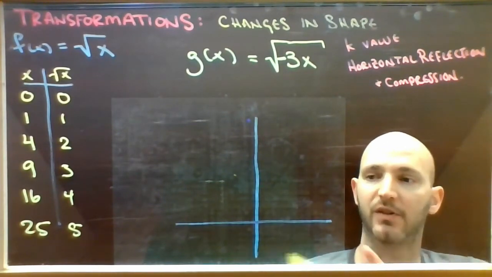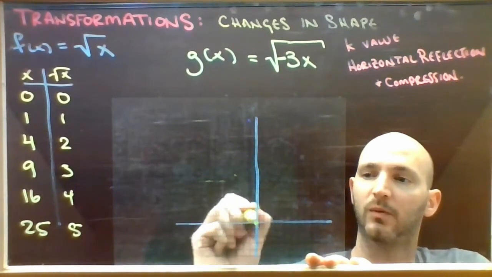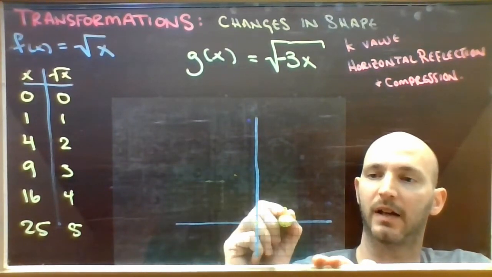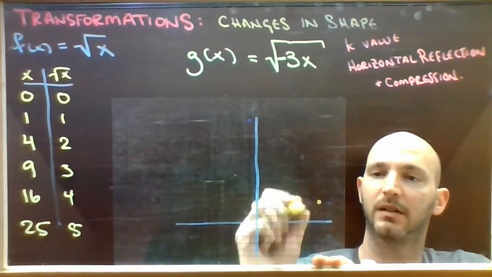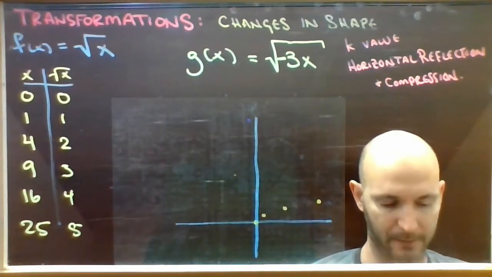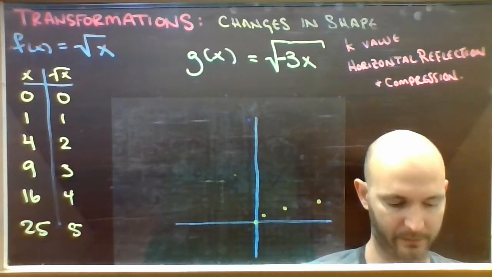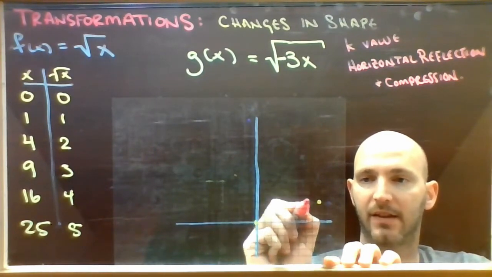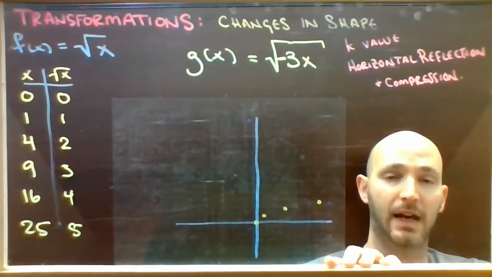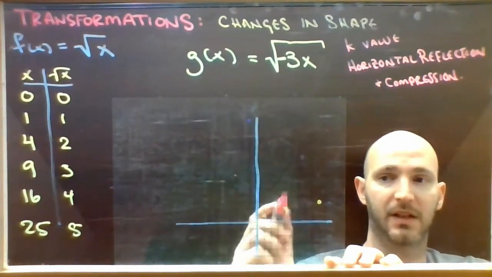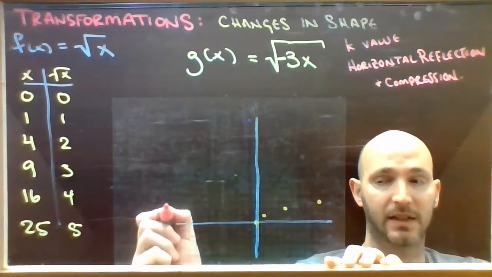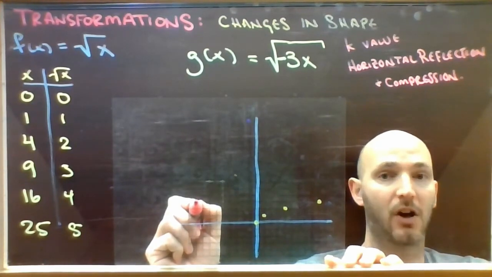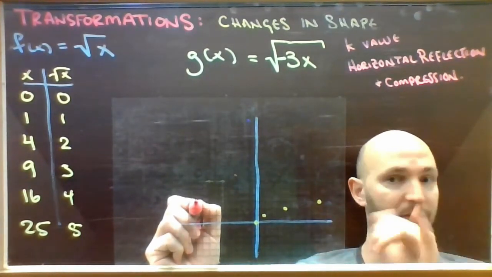My untransformed function used to be at 0, 0, 1 and 1, 4 and 2, 9, and 3, 16 and 4, but I've lost those dots. So, here we go. This dot here is 9 squares away from the y-axis. Two things happen because of this k value. First, it gets reflected so that it's 9 squares on the left instead of the right. So I've reflected it.